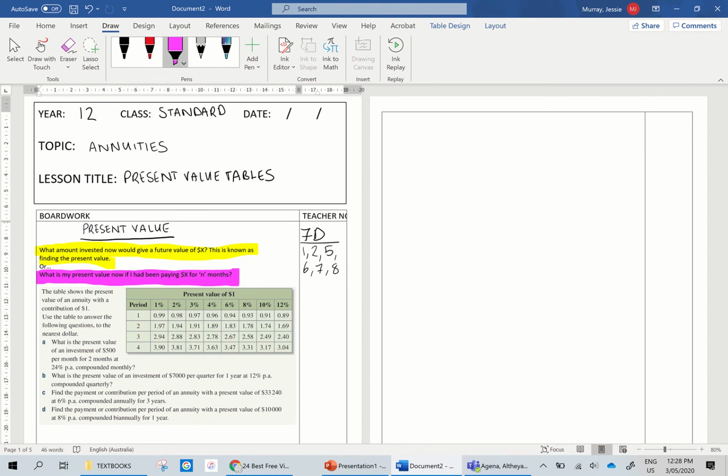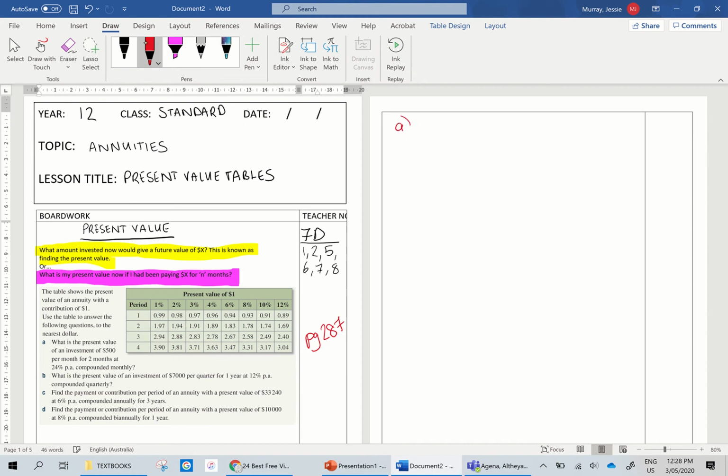So, in saying that, let's have a look at this example question anyway. The example question is on page 287, so if you want to see it in a bit more detail, you can have a look at that page. Otherwise, I do want to go through it together. It says the table shows the present value of an annuity with a contribution of $1. Use the table to find the following. What is the present value of an investment of $500 per month for 2 months at 24% compounded monthly?